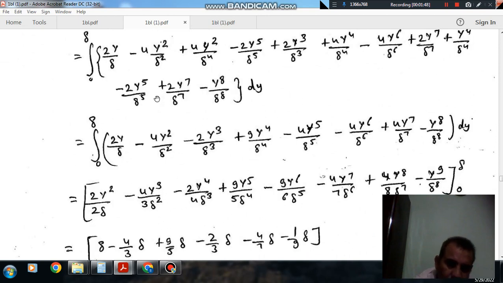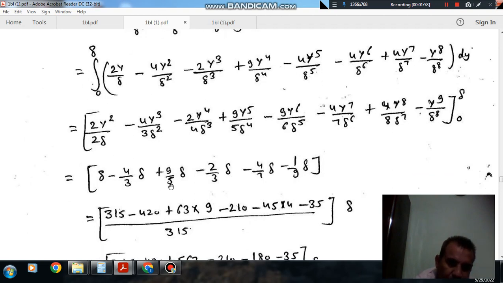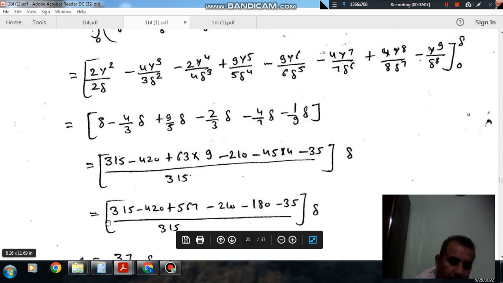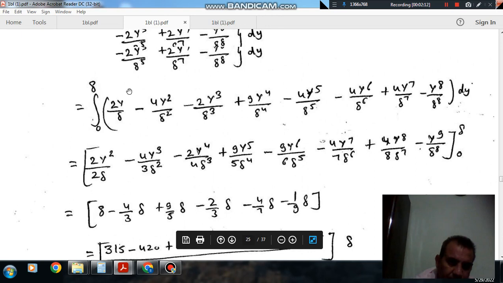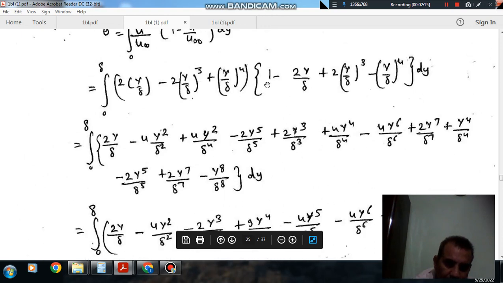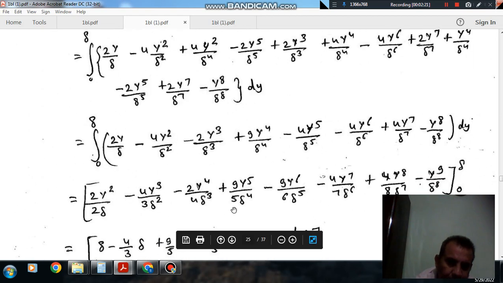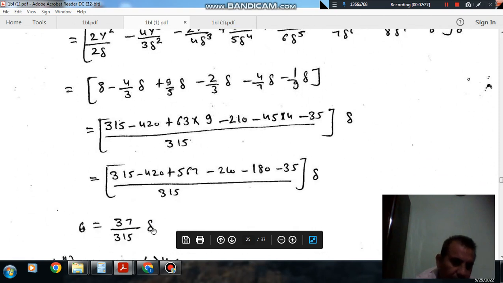Okay, so solving this and integrating this, we can get the result. This is a slightly difficult calculation, and you guys can manage. Integrating this and putting the limit delta to 0, we get 37 by 315 delta. Theta is 37 by 315 delta. That is the momentum thickness. We have multiplied by 1 minus u by u infinity and then found out theta is 37 by 315 delta.